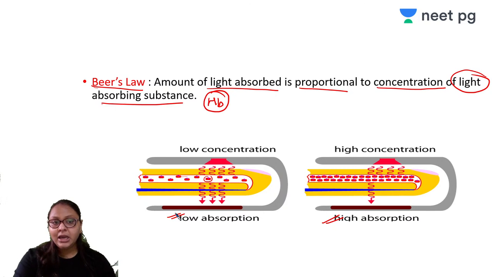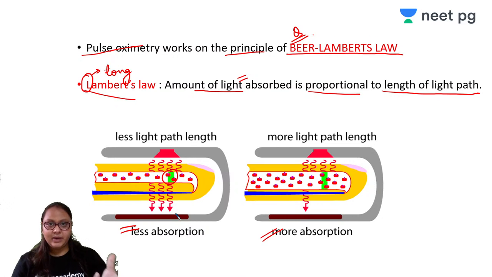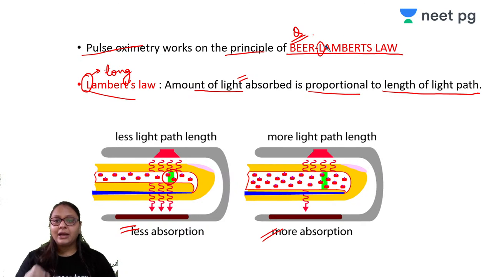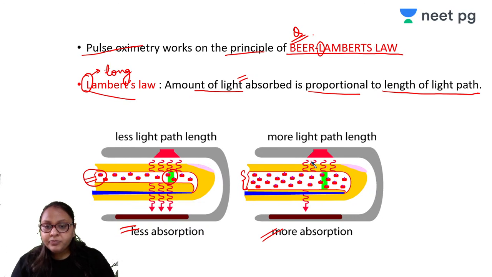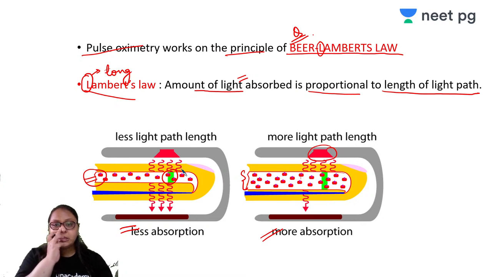Now Dr. Abhishek is asking me to repeat the two laws. See, the pulse oximeter is working on the principle of the Beer-Lambert's law. I was telling you how to remember this Beer-Lambert's law. See, in Lambert's, L is coming, so that means long, it is related to the pathway, the long pathway. The more the thickness of the finger, the more thickness the light has to traverse. Here it is thin, this area is thin. Here it is thick. So the light which is emitted through the diode is absorbed more in this as compared to here. That is in accordance with Lambert's law, which states that the more the pathway of the light, the more will be the absorption.